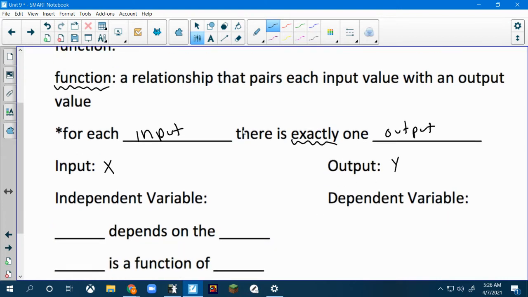Your independent variable is always your x. Your dependent variable is always your y. Y depends on the x. Y is a function of x. I know that's a little weird, but again, dependent variable, something depends on another thing. X will remain consistent. Y is something that's going to change. Let's find out.